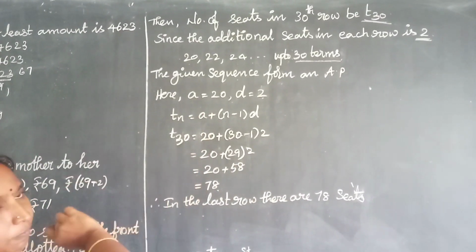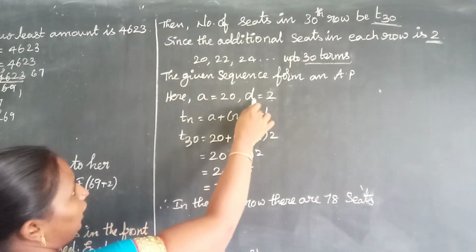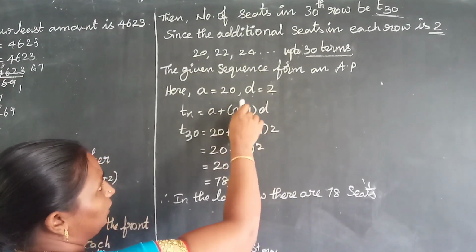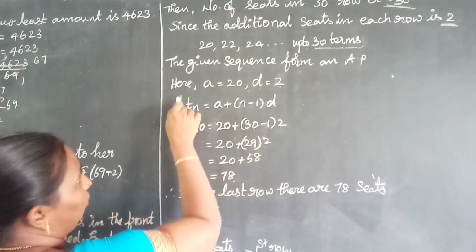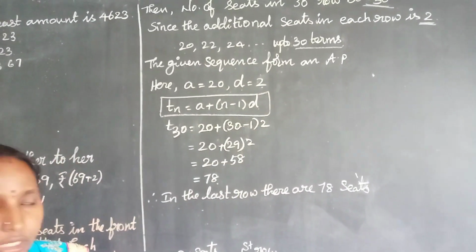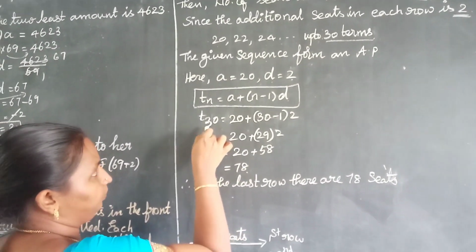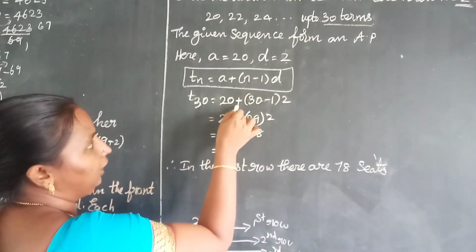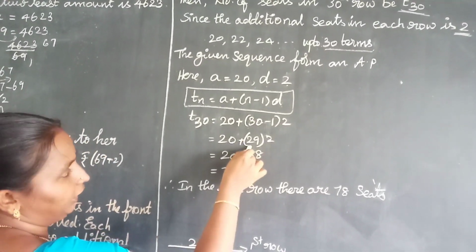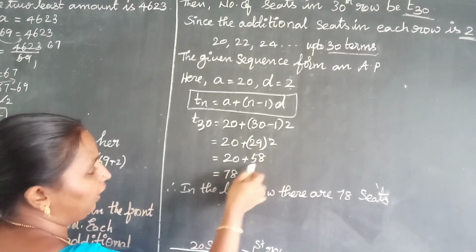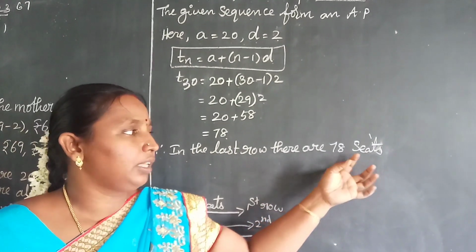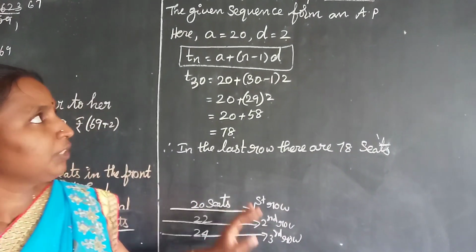So absolutely that given sequence forms an AP. So A means first term. What is the first term? 20. D means common difference. That is each row is increased by 2, that is the difference. D equal to 2. Tn, already we know nth term formula. Tn equal to A plus n minus 1 into D. Now we are going to find T30. T30 equal to A, that is 20, plus n minus 1, 30 minus 1, D value 2. So 30 minus 1 will get 29 into 2 will get 58. 20 plus 58, now 78. Therefore in the last row there are 78 seats. Okay. So did you understand this?